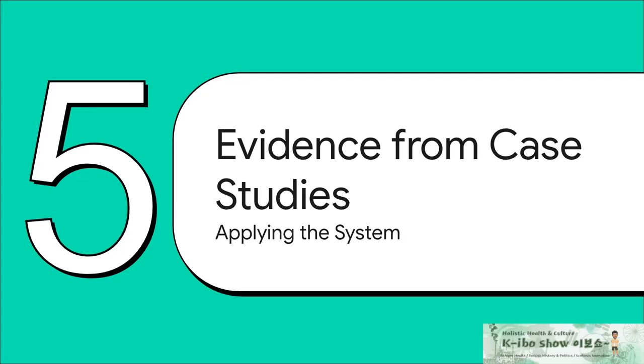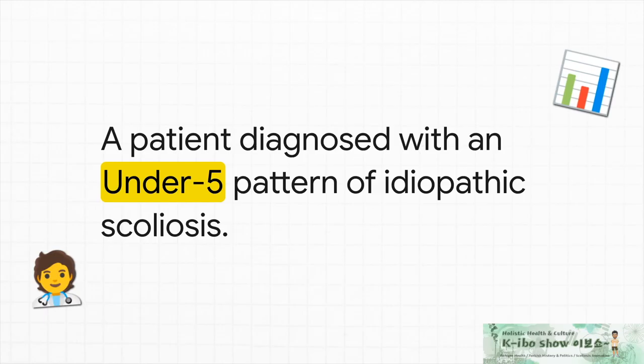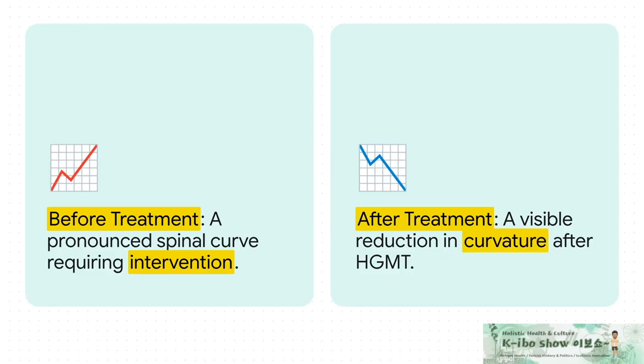Now, all of this sounds great in theory, but how does it actually play out in the real world? Let's turn to a couple of case studies from the source material to see how this system gets applied to real patients. Okay, so our first example is case study 5. This was a patient who was diagnosed with an under 5 pattern of idiopathic scoliosis. Before the treatment, this patient had a pretty significant curve. In scoliosis, they measure this using something called a Cobb angle. It's basically the standard way to put a number on how severe a curve is. Well, after they applied the specific HGMT technique for that under 5 pattern, there was a really clear, measurable improvement.